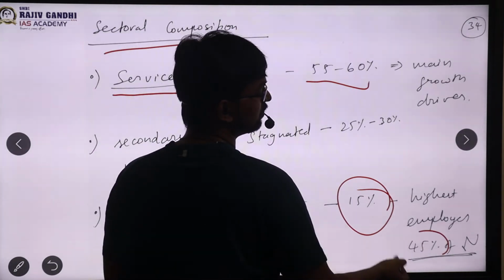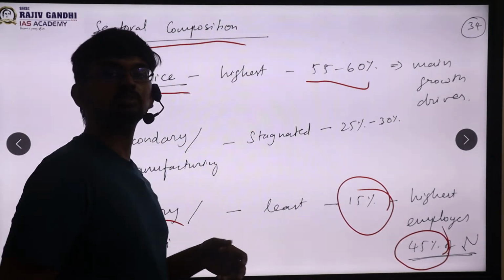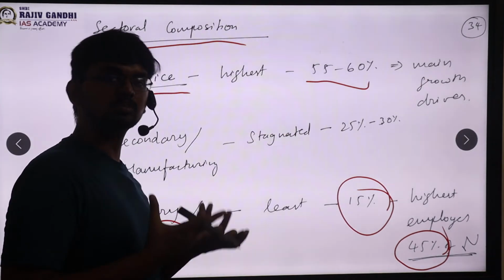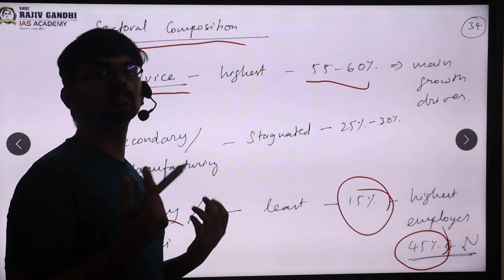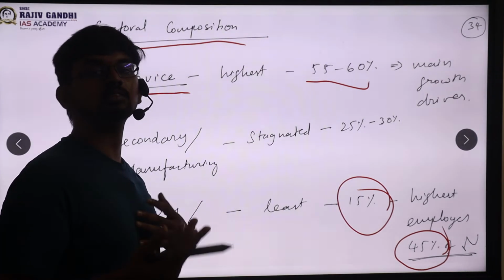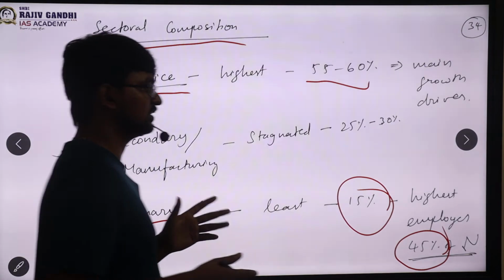Why? Because it employs more than 45%. So it is the highest employer but the lowest GDP contributor. Here itself you can understand why India has inequality, because the growth has not translated into jobs, sir. So that is a very important thing.